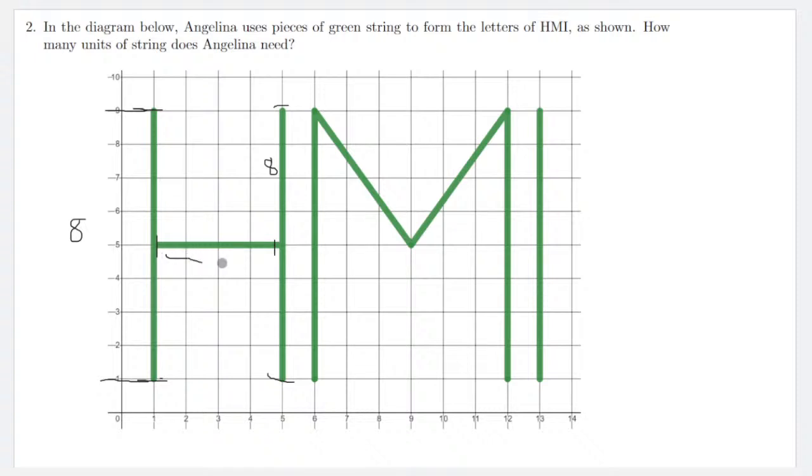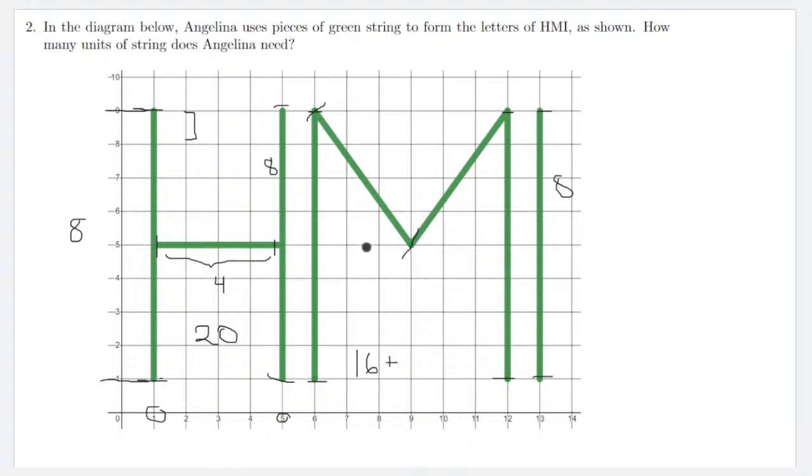Now, the horizontal bar goes from 1 to 5, so it must have a length of 4. And then another way we can count is to just count grid boxes. So the H in total must be 8 plus 4 plus 8, which is 20. The I is very simple. It's just the same as one of these vertical bars, so it's also 8. Now the M is a little trickier. The vertical bars are the same, so they're 8 apiece once again. So the vertical bars together are 16, but now we have to handle these diagonal bars.